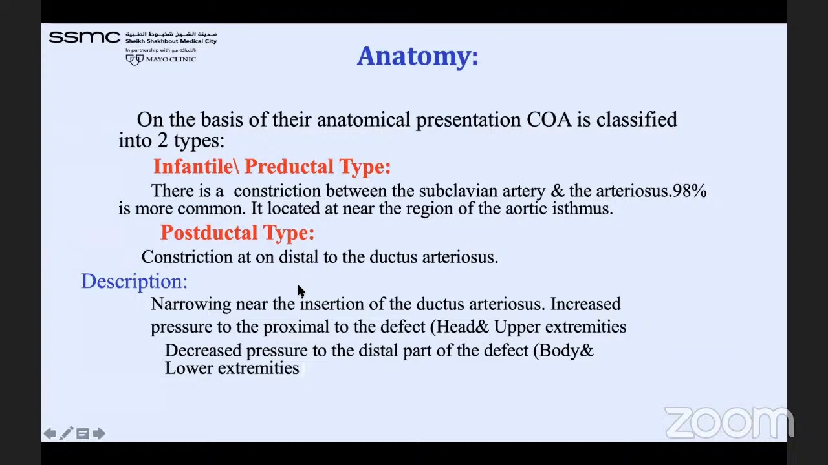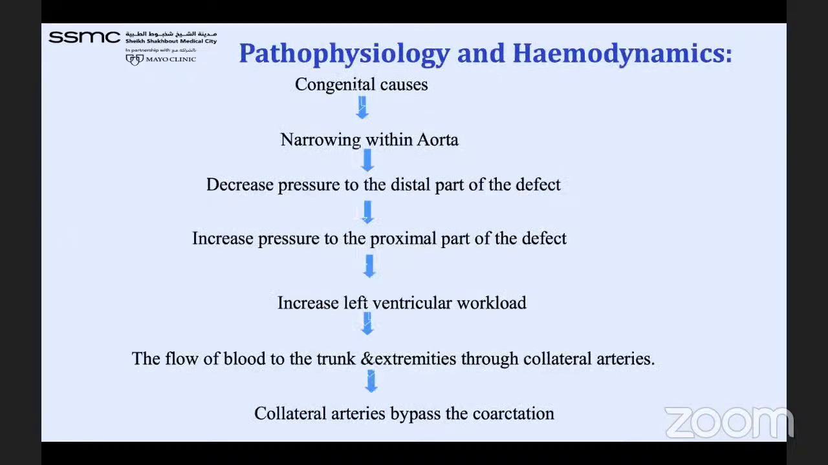Description: narrowing near the insertion of the ductus arteriosus, increased pressure proximal to the defect, in the head and upper extremities, and decreased pressure distal to the defect. That's why we don't have the femoral pulses in these babies. What happens is, due to some congenital cause, there is narrowing within the aorta. It decreases the pressure distal to the defect, increases the pressure proximal to the defect, and increases left ventricular workload. The flow of blood to the trunk and extremities goes through the collateral arteries. Collateral arteries bypass the coarctation.